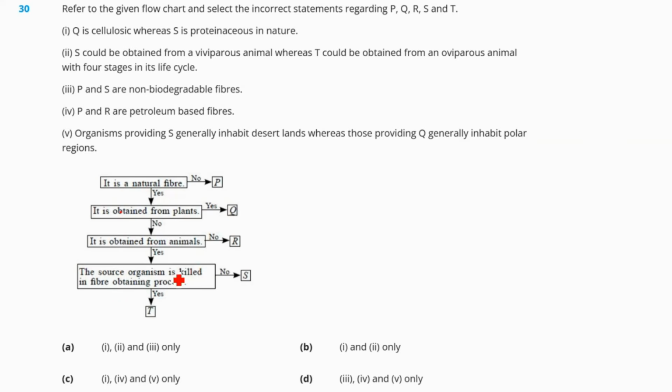No is R, so it can be any other plants. Yes, the source organism is skilled in the fiber obtaining process. Yes is T, so T can be silk. And no is S, can be wool. This is synthetic, I'm just writing nylon here. Q and R can be any plant product. We have to find the incorrect statement. Q is cellulosic, whereas S is proteinaceous in nature. Correct, because Q is a plant product and S is proteinaceous in nature. This is a true statement. I'll just write true here.